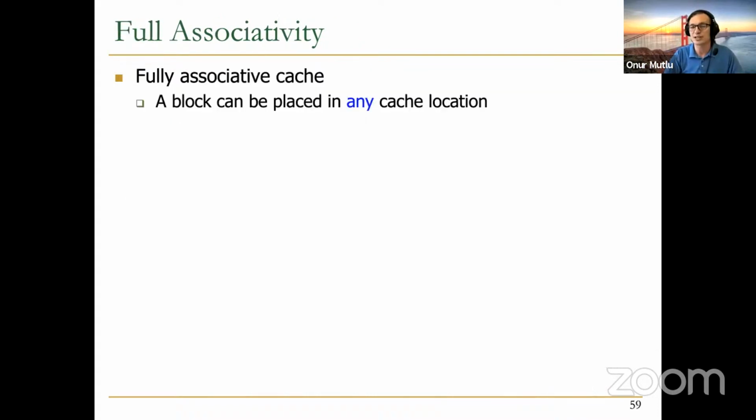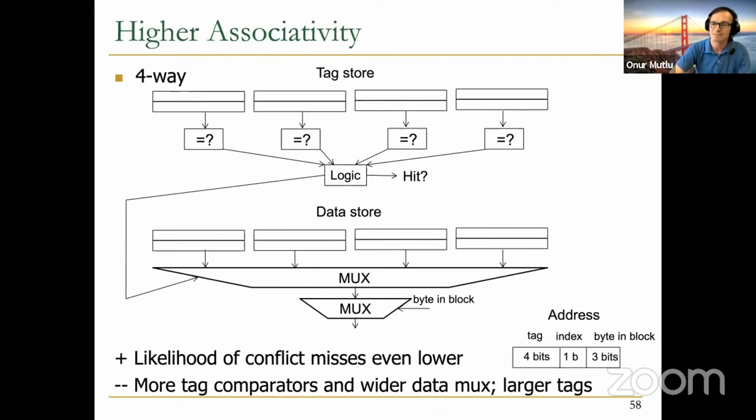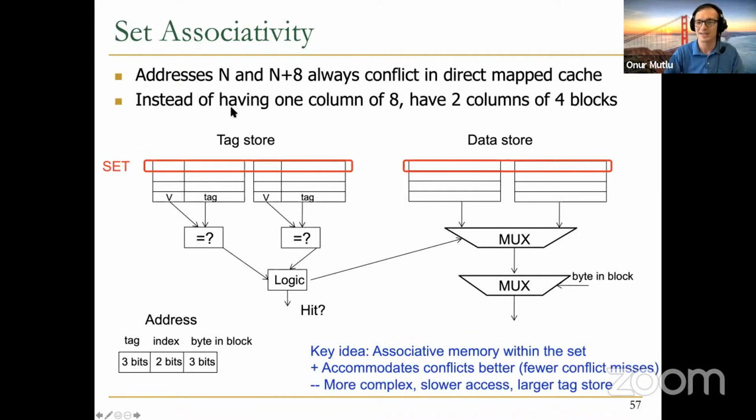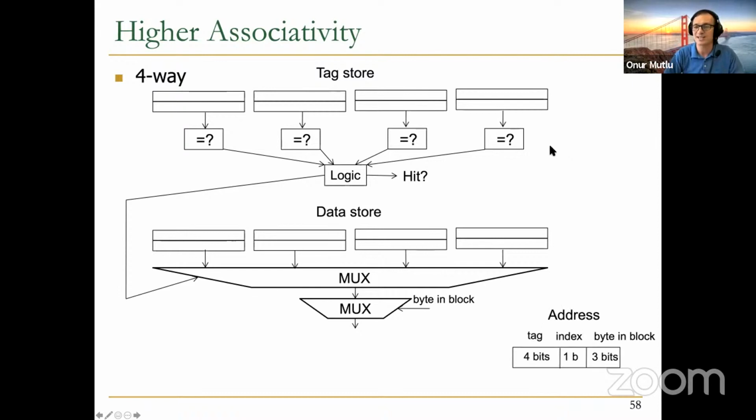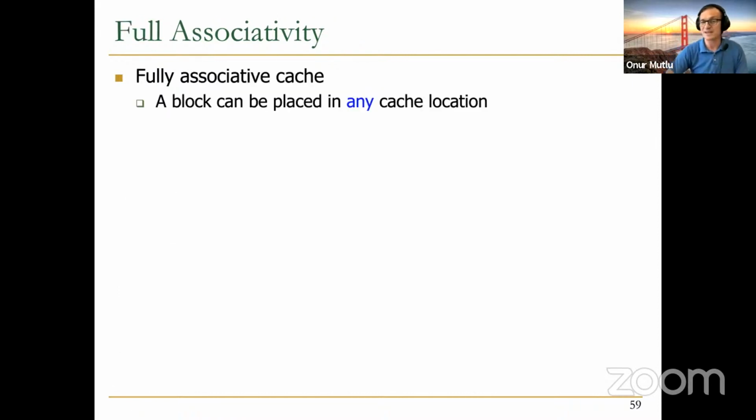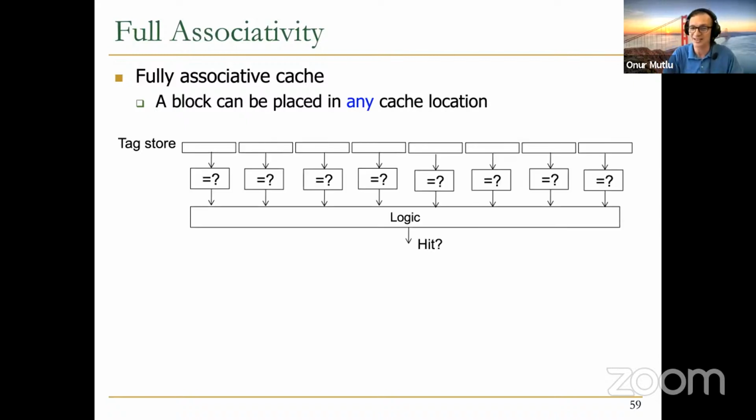Now, if you push it to the limit, you have a fully associative cache. So basically, instead of having 2 columns of 4 blocks, let's go back over here. What I said over here as 2 columns of 4 blocks, right? Now we have 4 columns of 2 blocks. How about having 8 columns of 1 block each? That's basically a fully associative cache. In this case, a block can be placed in any cache location. You eliminated the index bits. There are no more index bits. You're just comparing the tags. This is a fully associative cache.